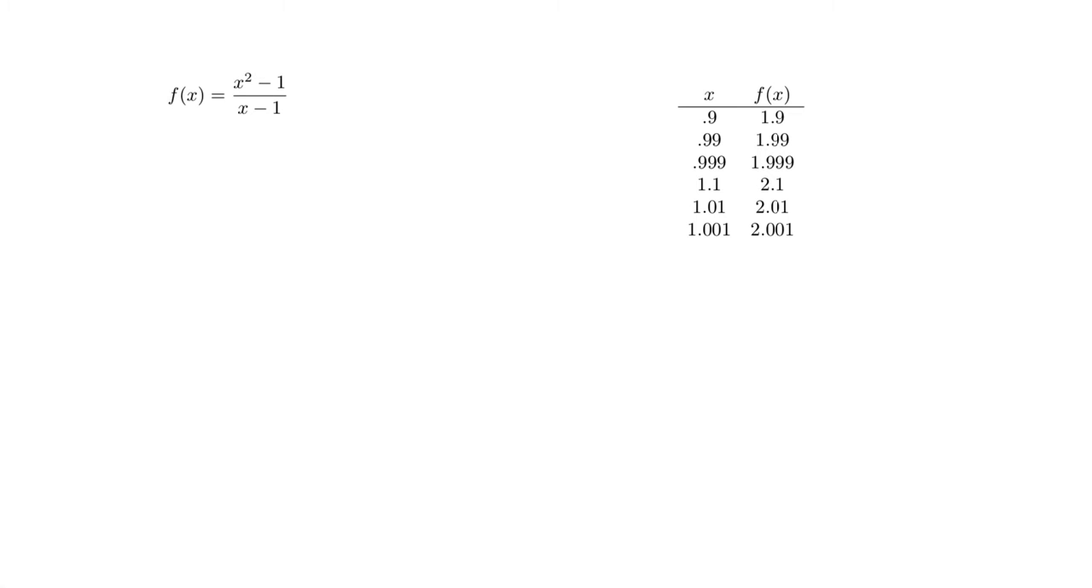So to introduce the idea of a limit, I want us to look at this function. f of x is equal to x squared minus 1 divided by x minus 1. And the first thing I want to ask is, what is the domain of this function? Well, this is actually an example of a rational function. And so the domain is going to be all real numbers, except for real numbers that make the denominator equal to 0. So we're going to have to exclude 1 from the domain.